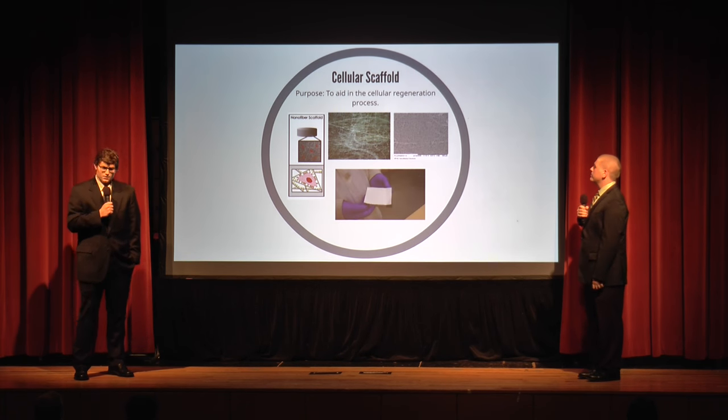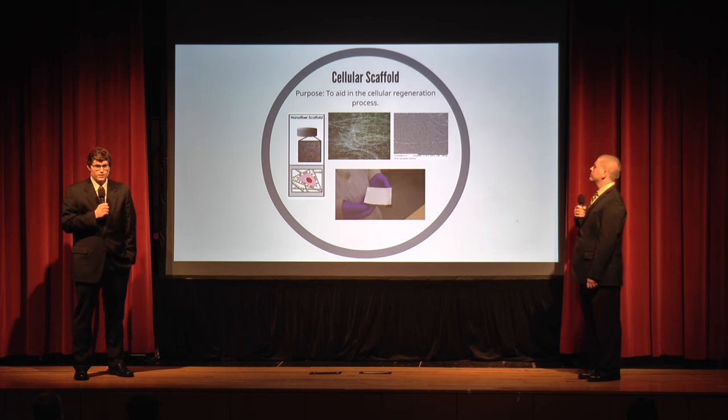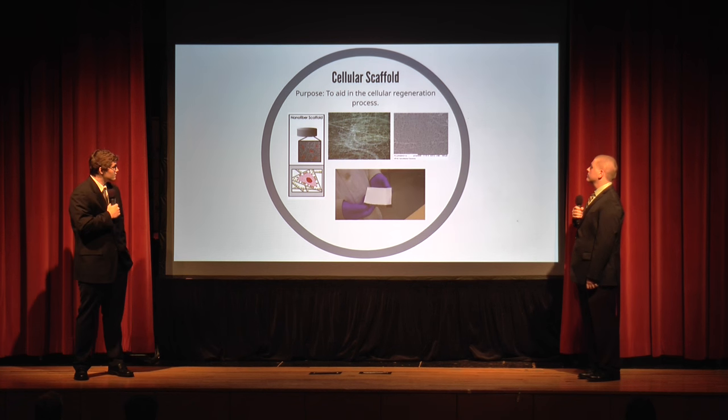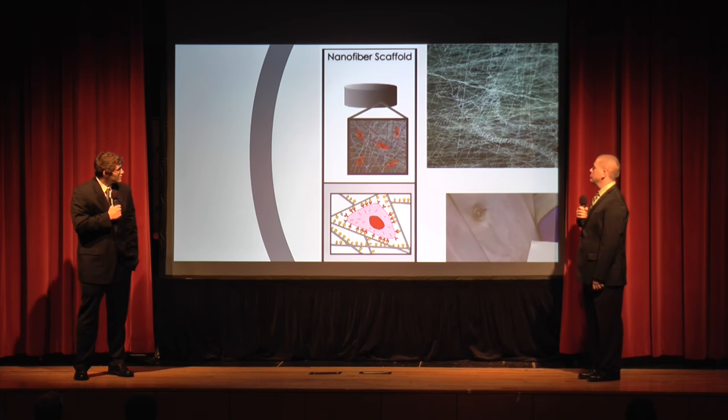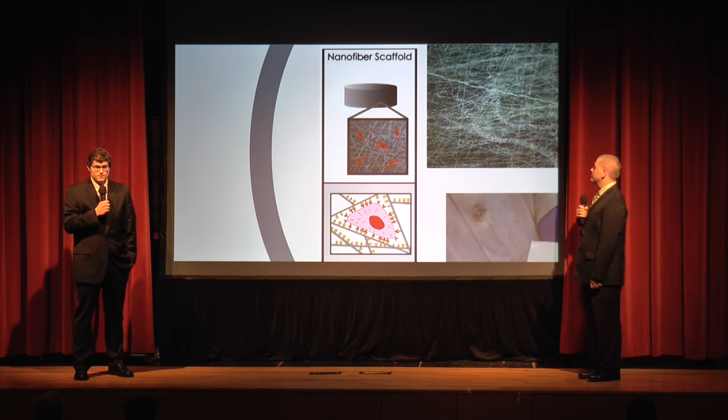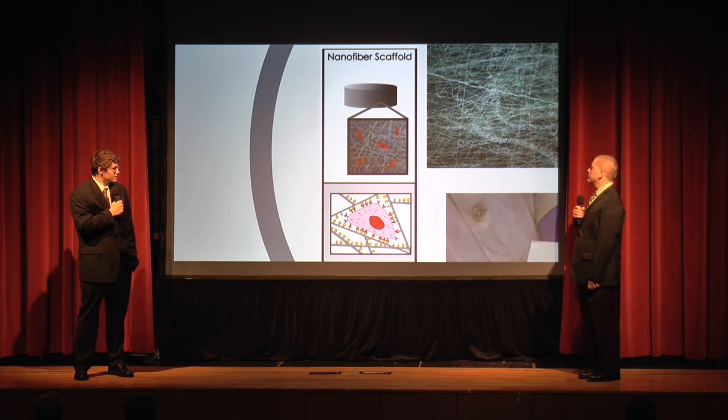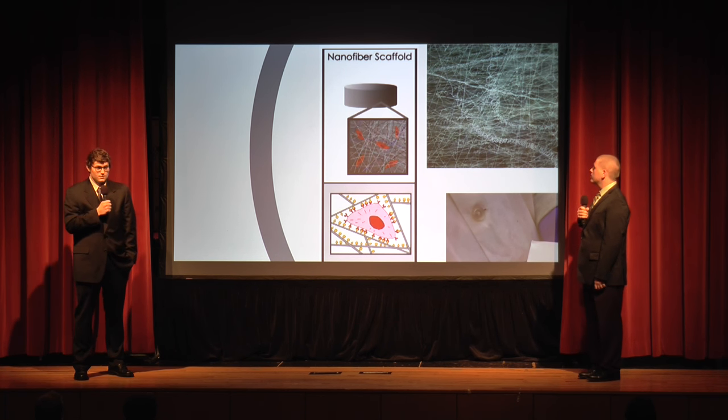A cellular scaffold allows the wound to heal quicker, which also decreases the chance of infection. This diagram represents the functionality of a cellular scaffold. As you can see, the scaffold allows newly produced cells to grow within the boundaries of the fibers rather than exclusively off the surface of the wound.